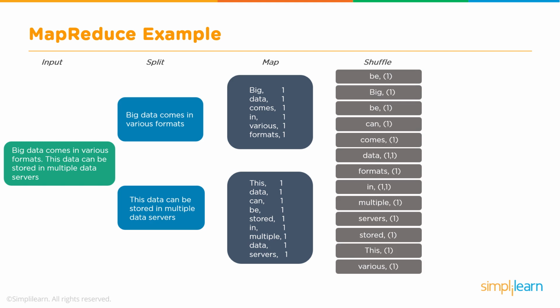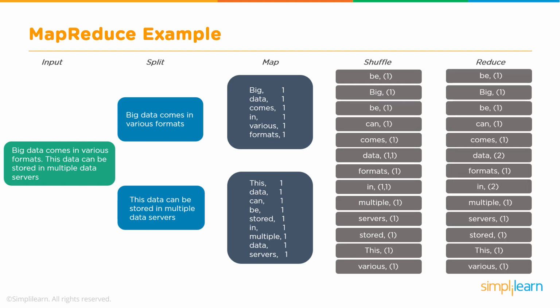Then we would have some kind of sorting and shuffling where similar keys are brought in and kept together so that it becomes easier for further phases. And then you have your reducing, which will look into keys and values, see if the keys are repetitive, and then aggregate the values to give me a total word count.